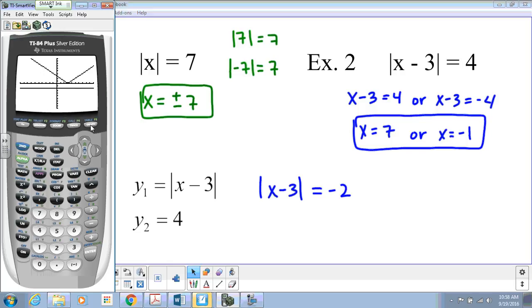Well, it doesn't. It doesn't at all. So this one would have no solution. And we know that because absolute value cannot equal a negative number. That does not make sense, what we have here. Any questions about that? Okay.